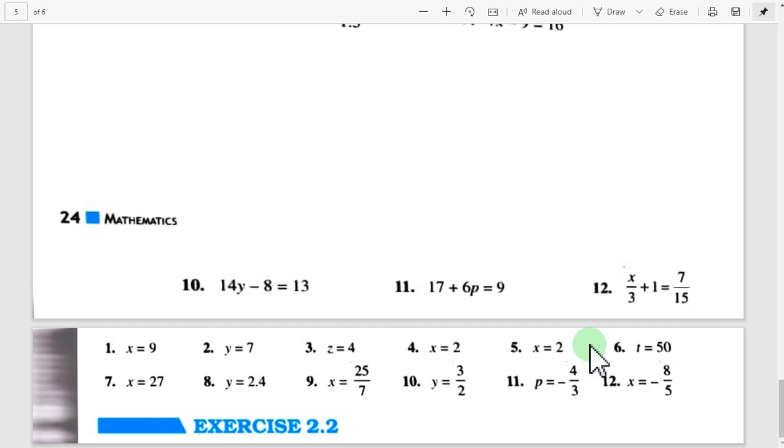And this is the answer page. Check your answers from the answer page.